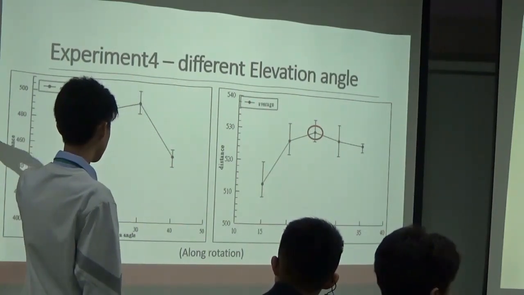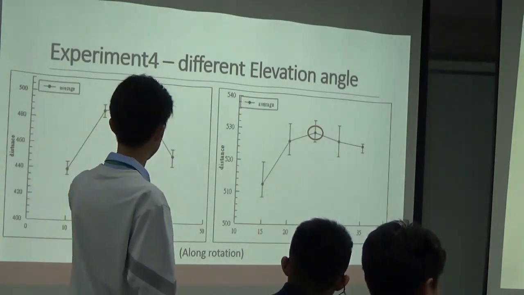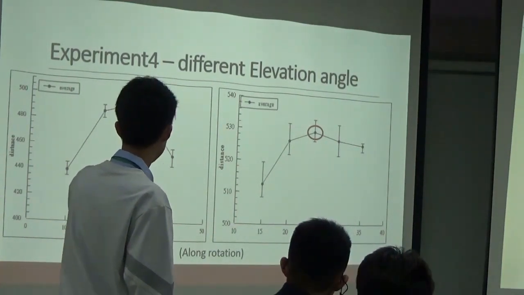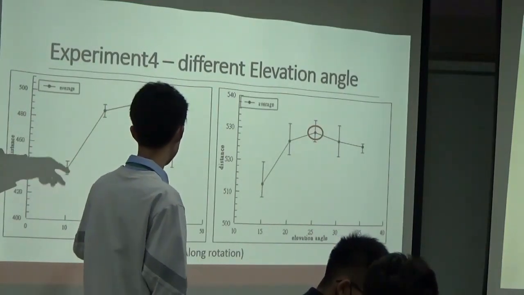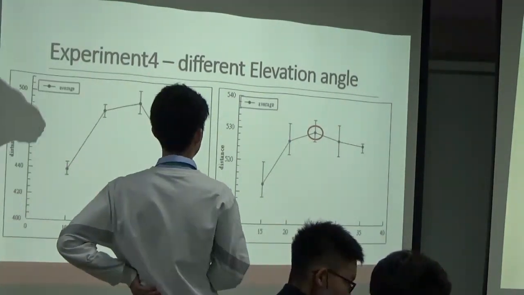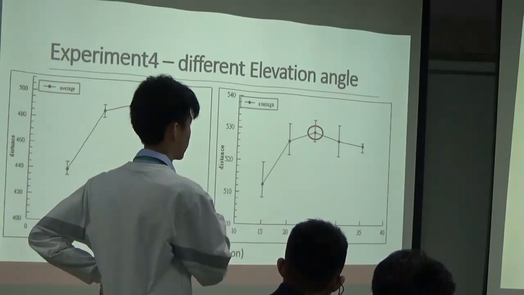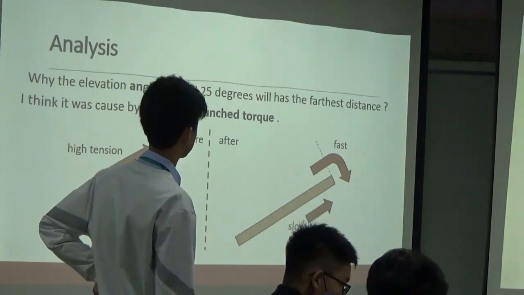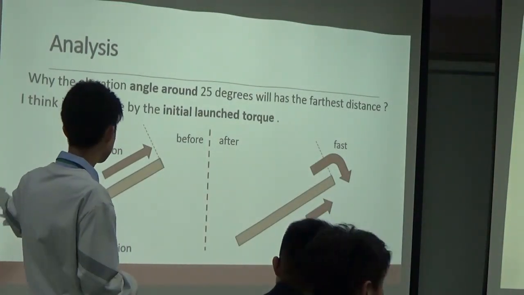And the next picture is my first experiment. I take 10, 20, 30, and 40 degrees to do my experiment. You can see when the elevation angle is 20 and 30 degrees, it goes further than 10 and 40. And I take 3 degrees around 20 and 30, like 14, 25 and 35, and I do the second experiment, and I got the data that 25 degrees is the best. While the elevation angle around 25 degrees has the farthest distance, and I think it is because of the initial torque term.